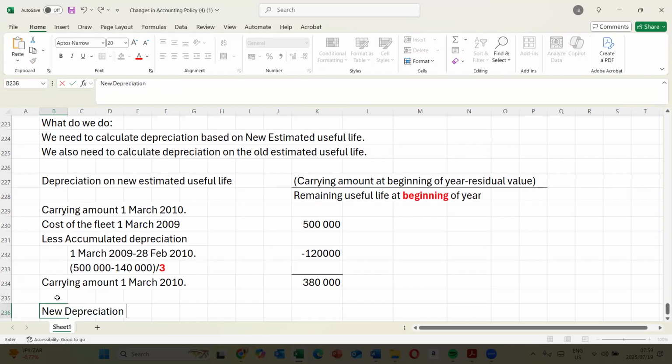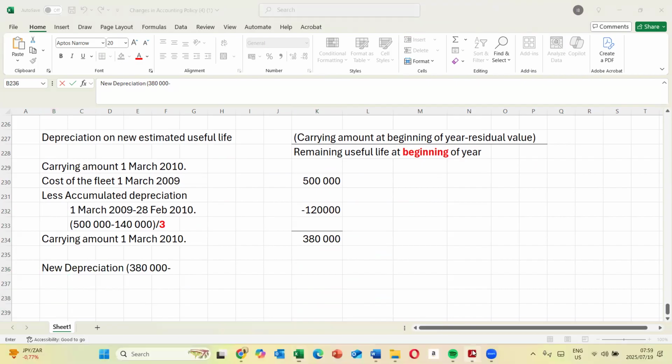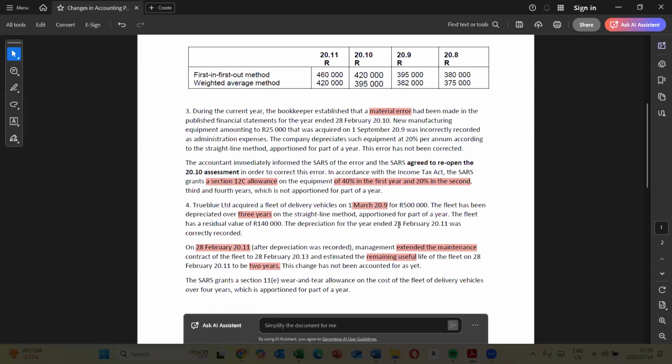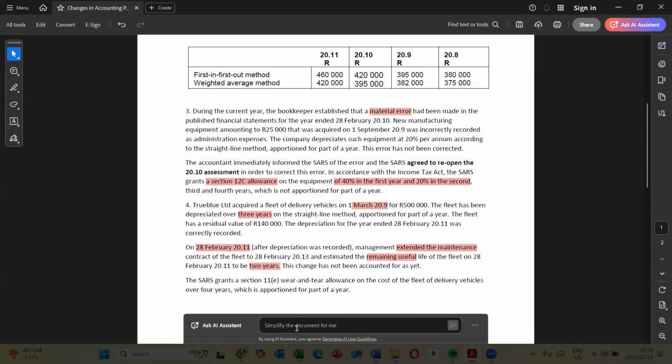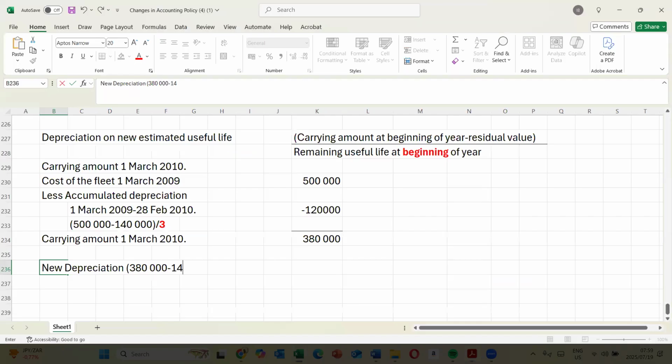So the new depreciation is going to be this new carrying amount of 380 minus, if there was a change in estimate with regards to residual value, the new residual value. If there was a change in estimate with regards to the depreciation method, of course, we're going to account for it based on that as well. So here the residual value of 140 did not change, so minus 140.